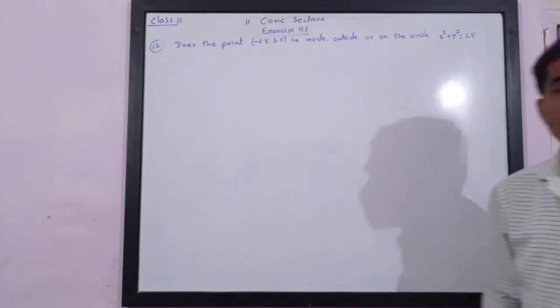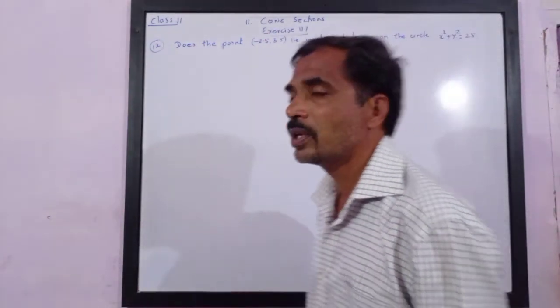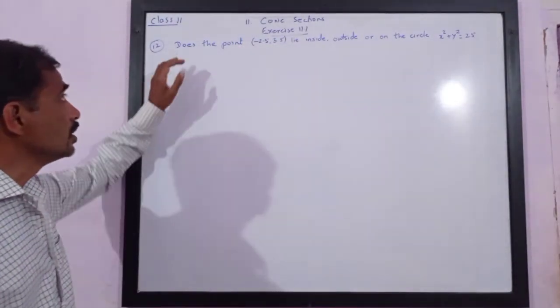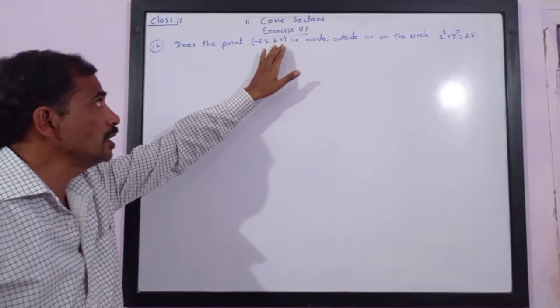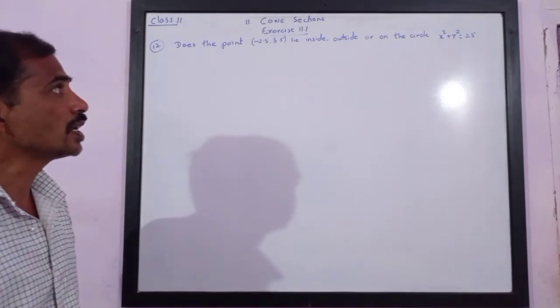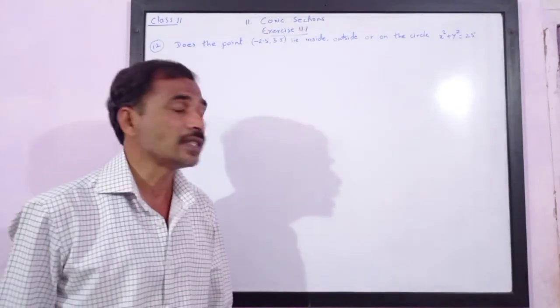Dear friends, we are studying in class 11th, lesson conic section, and in exercise 11.1 we have the 12th question. Does the point (minus 2.5, 3.5) lie inside or outside or on the circle x square plus y square equal to 25? Now let's try to understand what this means.